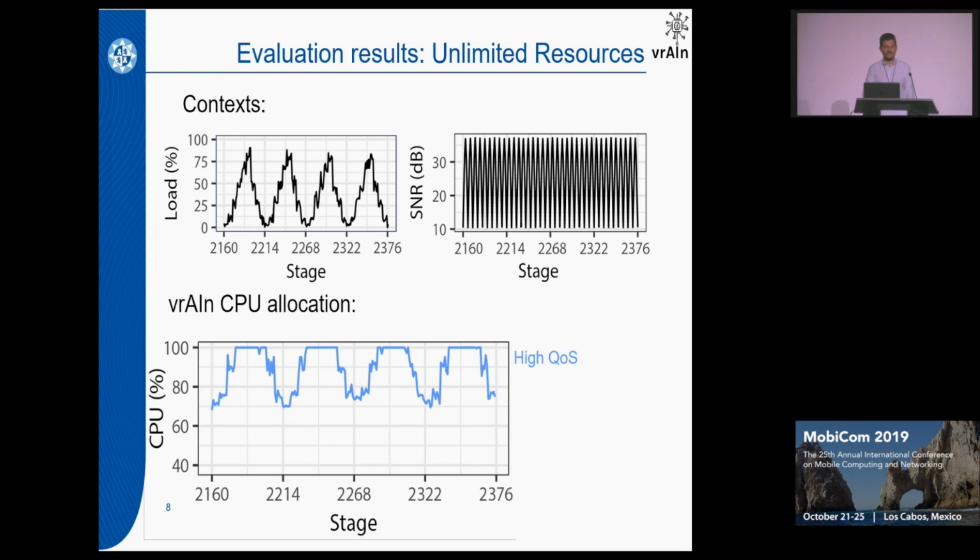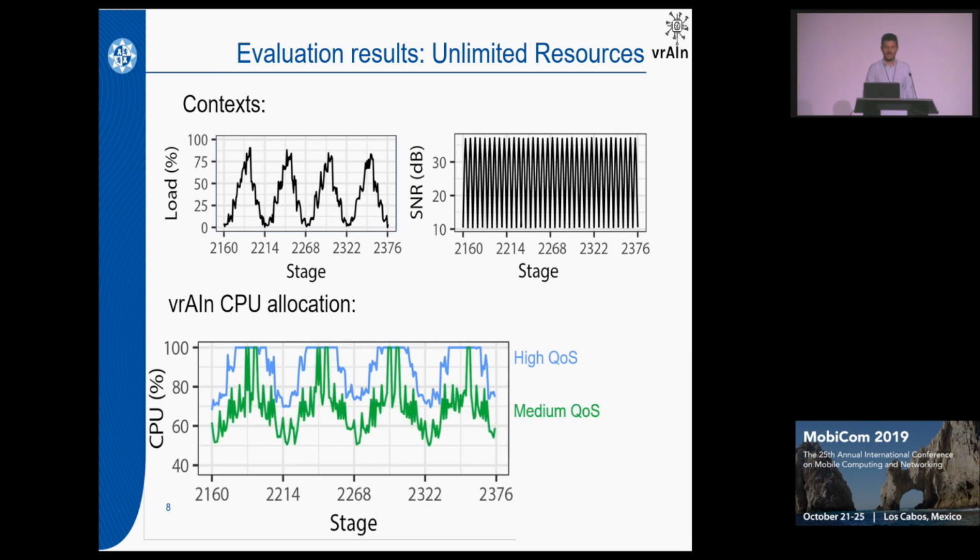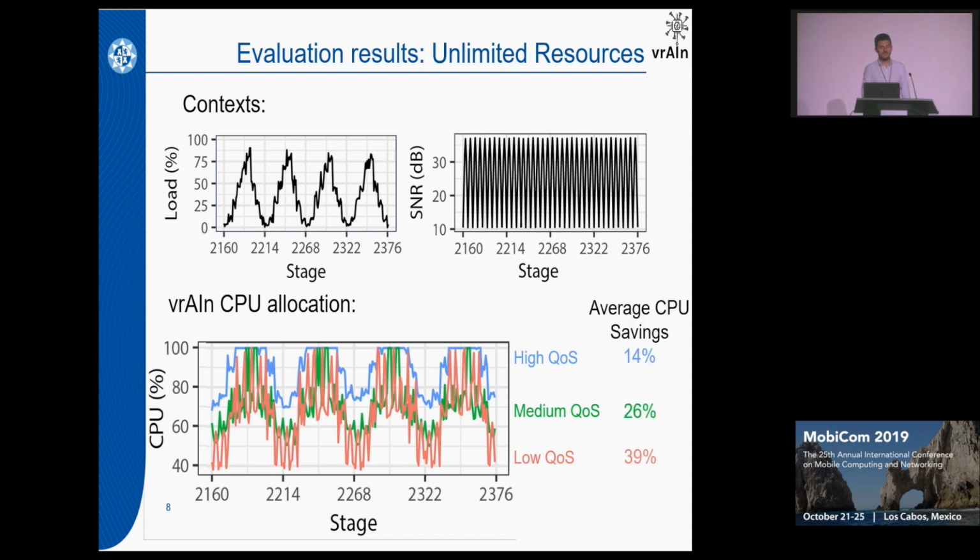These are the vrAIn CPU allocations for high, medium, and low quality of service. We can see that for lower quality of service, less CPU is allocated. And here we can see the trade-off between the average CPU savings and the quality of service. The lower the quality of service, the higher the CPU savings.